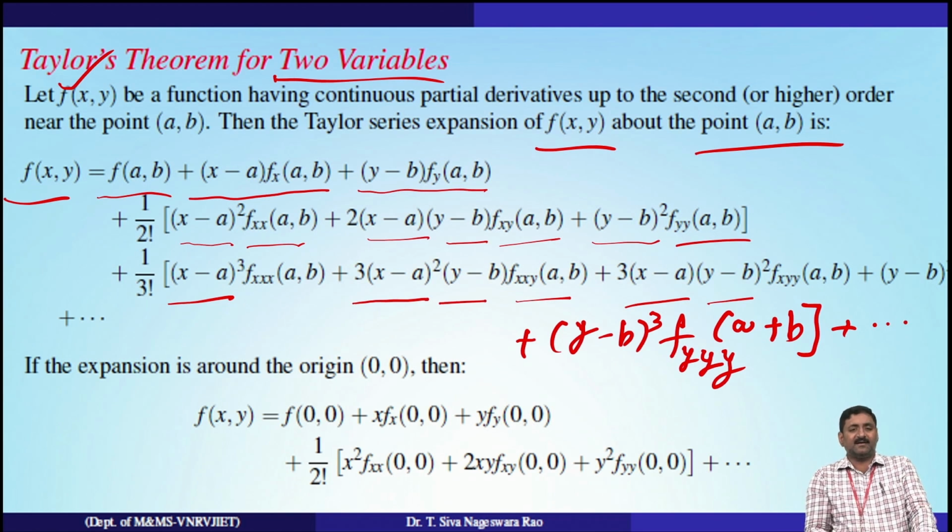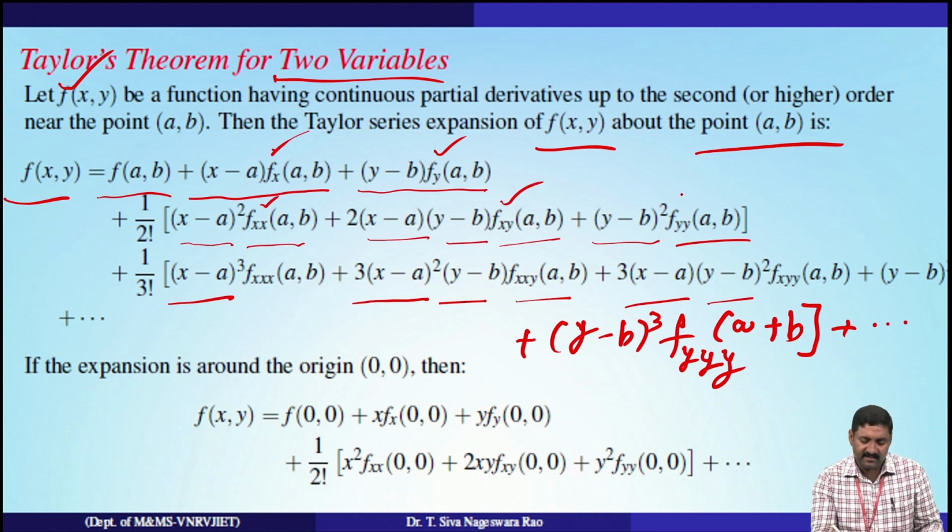So this is the Taylor series expansion of the given function involving two independent variables x comma y. Here what is the notation for fx? Dou f by dou x. Fy? Dou f by dou y, first order. Here fxx, fxy, fyy are second order partial derivatives. Now coming to here, third order partial derivatives and so on.